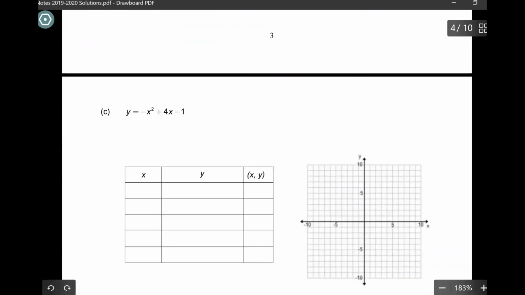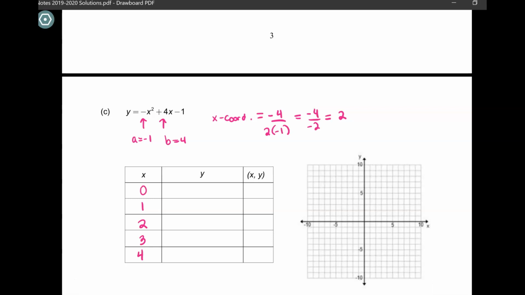Okay, next page we have A is -1 and B is 4. So the x coordinate of the vertex is -b, so it's going to be -4 over 2 times A, which is 2 times -1. So we actually have a -4 over -2, which is a +2. So subtract 1, add 1, add 1, and substitute in.